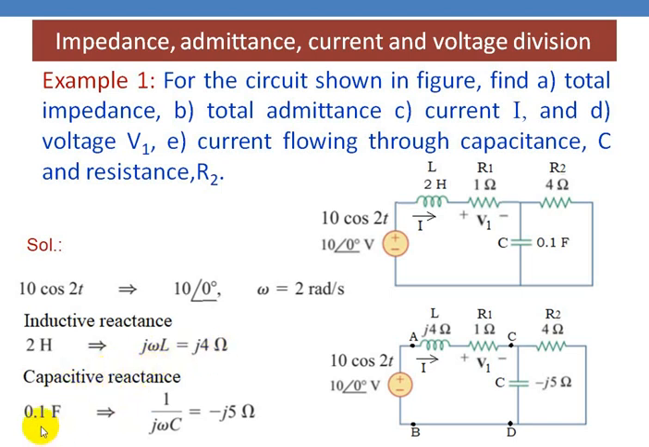Capacitive reactance: 0.1 farad is the capacitance value. Substitute in this formula 1 by j omega C. Omega is 2 radians per second. So we'll get this value as minus j5 ohms. Now redraw the circuit. Now instead of inductance and capacitance values, write their reactance values.